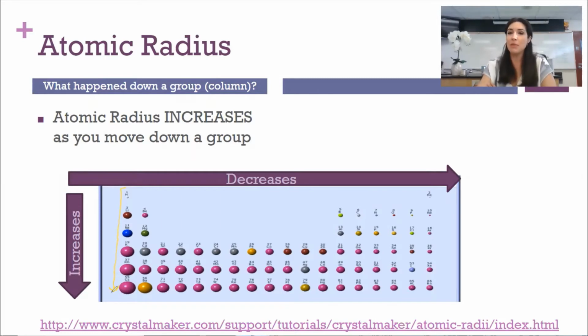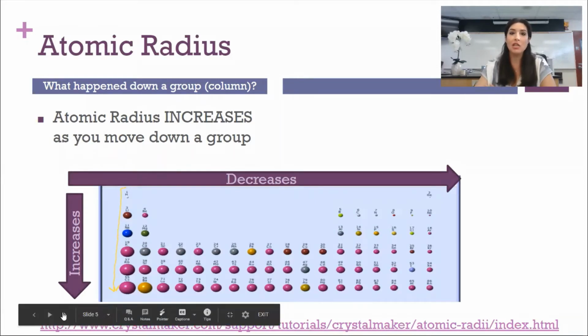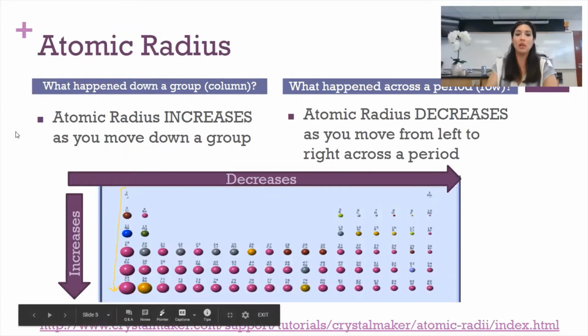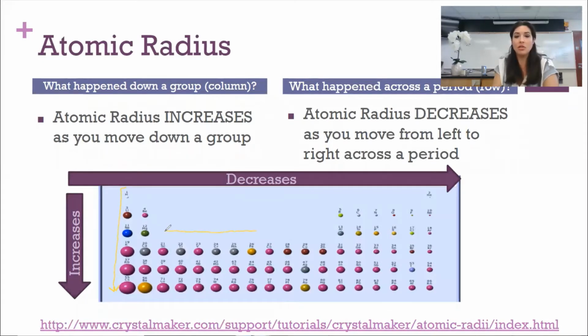What's interesting and might be a little bit counterintuitive is the idea that atomic radius actually decreases as you move across a row, if you can imagine. So let's think about that for a moment. As I move across the row from left to right, I have more protons, more electrons, and you can kind of think of this like magnets.